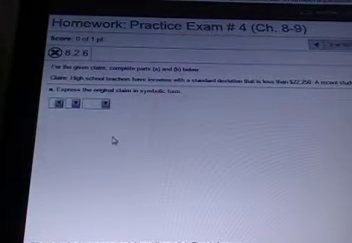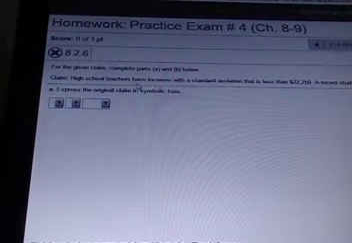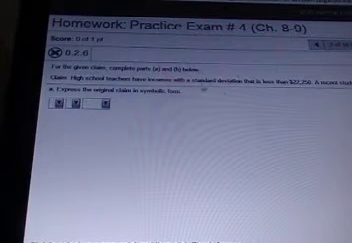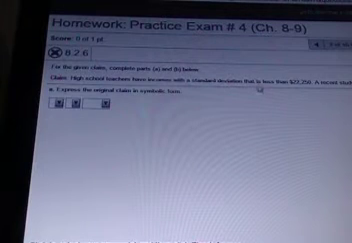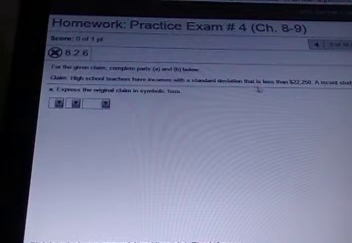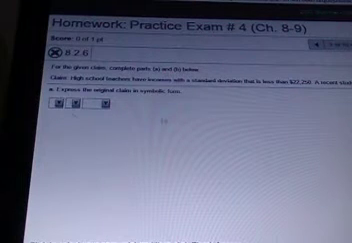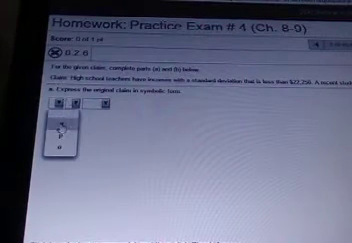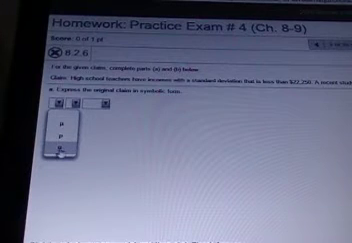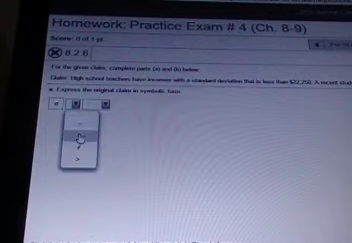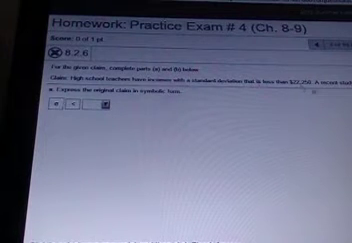Here's another example of this, but now it's high school teachers have incomes with a standard deviation, not a mean. The last one was mean. Now the claim is about a standard deviation that's less than, not is like the last problem, but this one says less than 22,250. So now the claim is about the standard deviation sigma being less than 22,250.